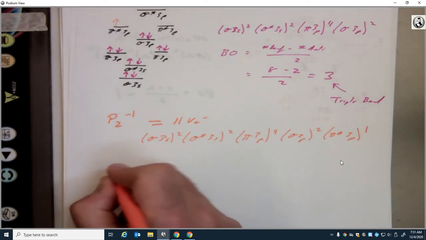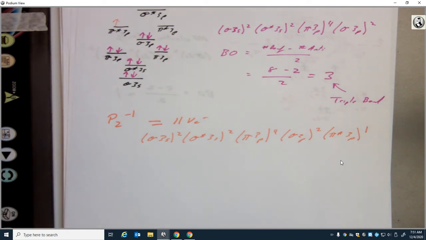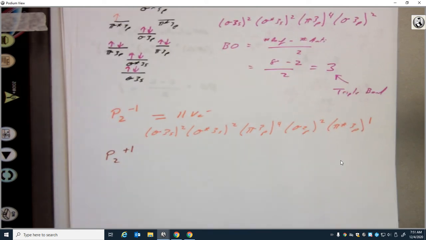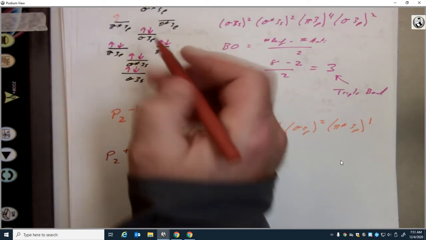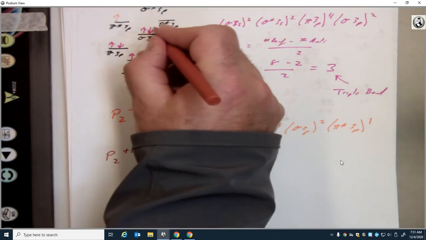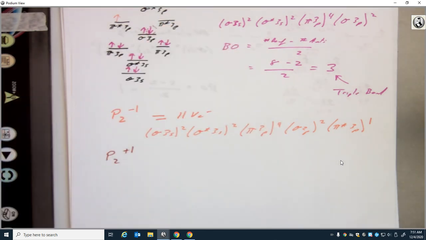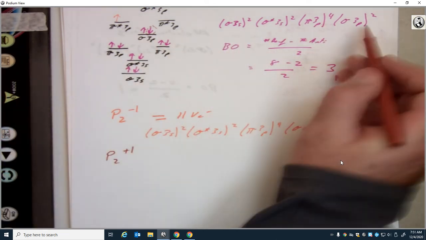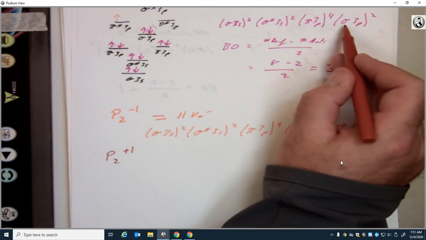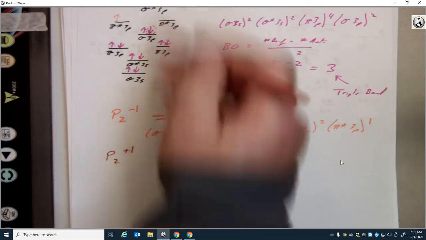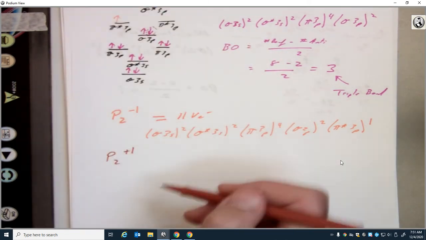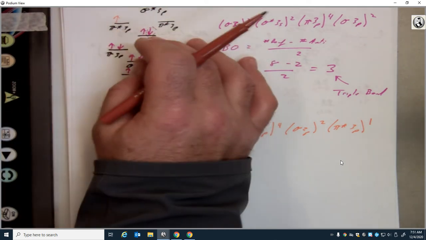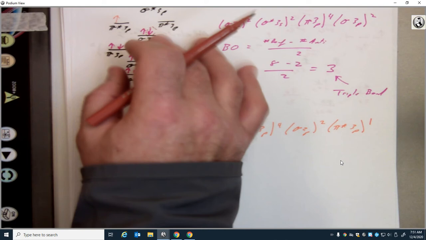We could do the same thing with this. Instead of P2 minus 1, what if I said, what is the electron configuration for P2 plus 1? Well, we would go back to our original, and we'd be missing one of them. So we would lose this one. Instead of this electron configuration, it would be the same thing, except it would be sigma 3p1. So you could play with ions. You just start with the base, and then either add or subtract electrons as you go. This is the order that we use for groups 13, 14, 15.